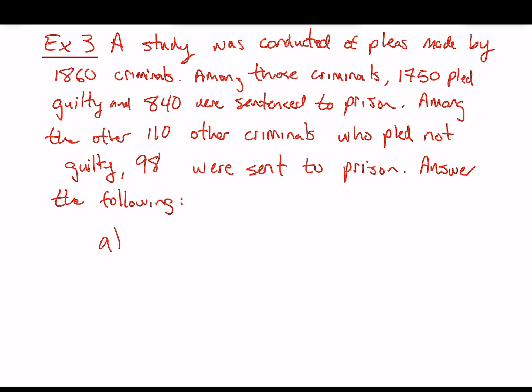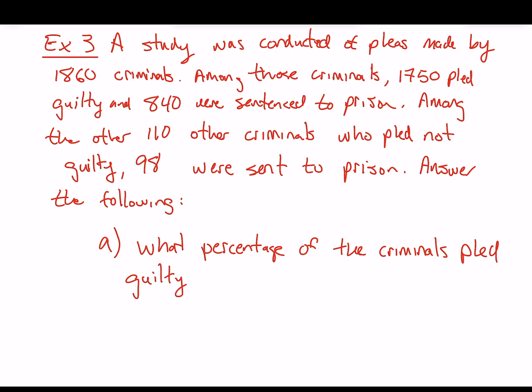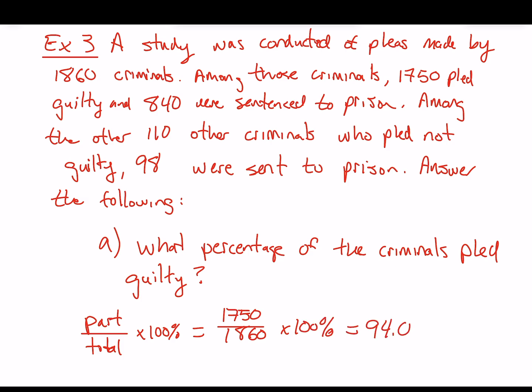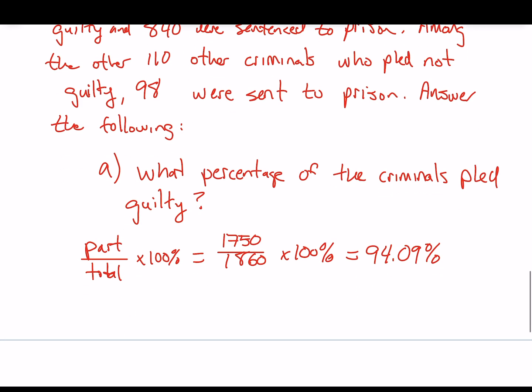We want to answer the following. What percentage of the criminals pled guilty? So this is a part over a total times 100%. What is our total number of criminals? Our total is 1,860, and 1,750 pled guilty. So this is 1,750 over 1,860 times 100%, and you can enter that in your calculator, and you get 94.09%.